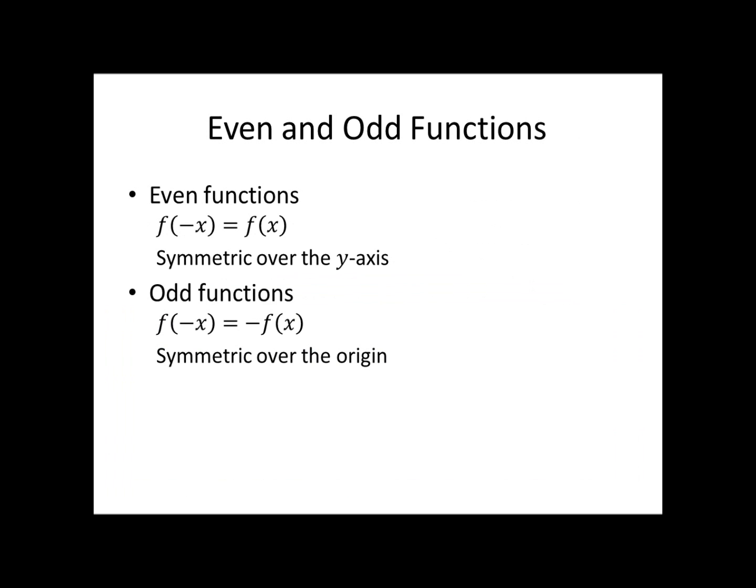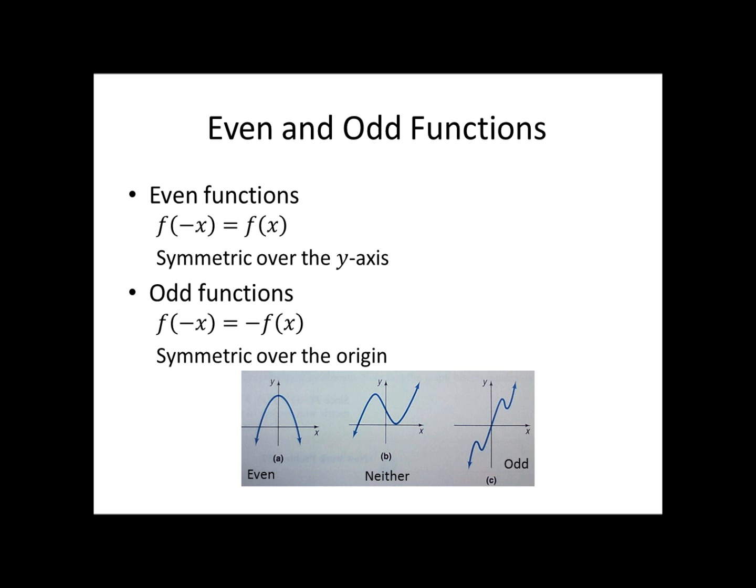Now let's talk about even and odd functions. An even function is a function that's symmetric over the y-axis. To put that algebraically, we say that f of negative x, that is when we plug a negative into the function, we get out the exact same thing, f of x, as if we had plugged in a positive. If it's an odd function, it's symmetric over the origin, and what happens with that negative is it ends up out in front, and f of negative x is equal to the negative of f of x.